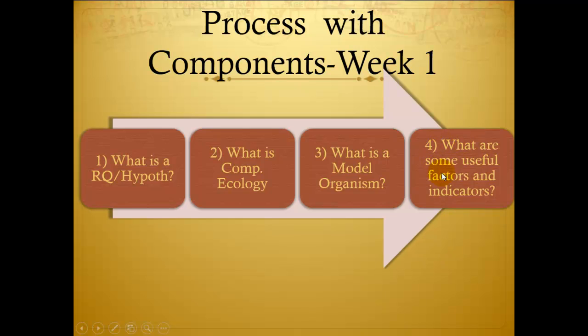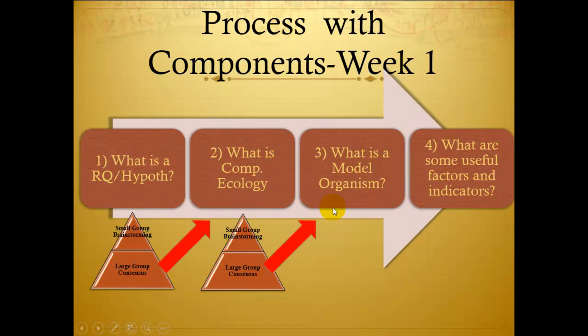Once we do that, then we can start to ask, well, this is about the environment, right? What are some factors or variables that we want to test, and what are some indicators of those variables that we're going to test in our model organism? It's the same basic thing, right? Small group brainstorming, large group consensus, and you'll see, right?